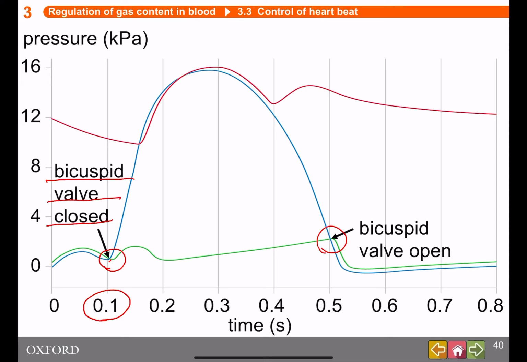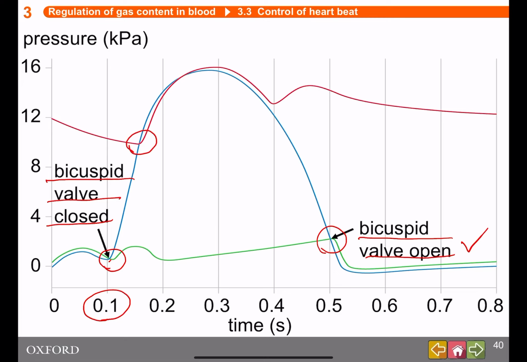Okay, what about at this point? When it is just the opposite, when the left ventricle pressure gets below the pressure of the left atrium, then the bicuspid valve will open due to the pressure difference. What about these two points?